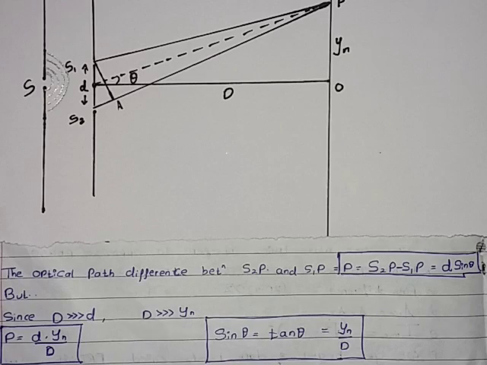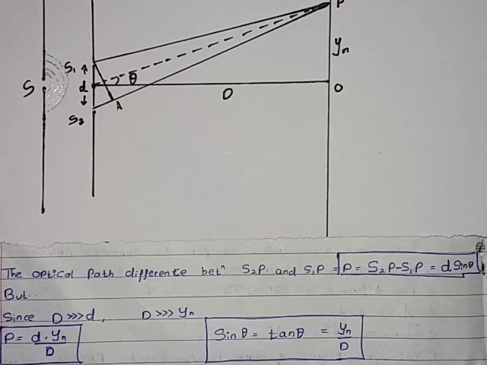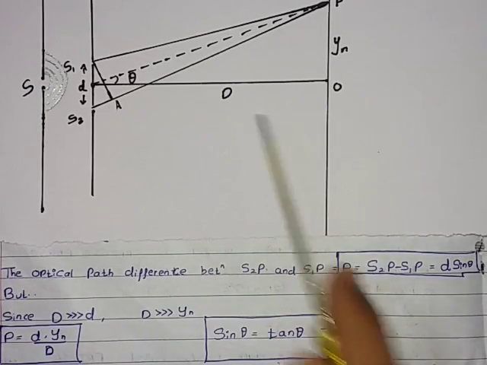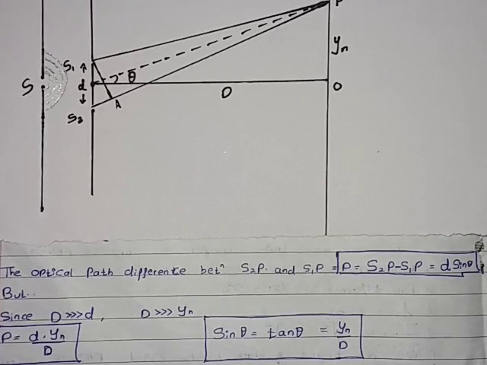And now what is sine theta? We know, since d is much smaller than D, sine theta is approximately equal to tan theta. Tan theta is opposite upon adjacent, which is yn upon D. That is nothing but tan theta.